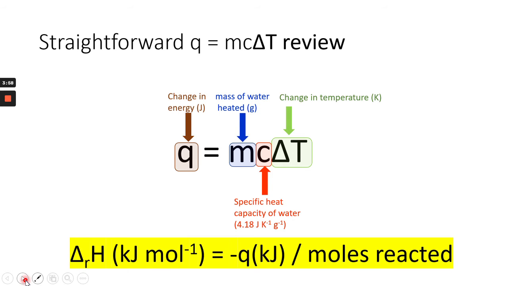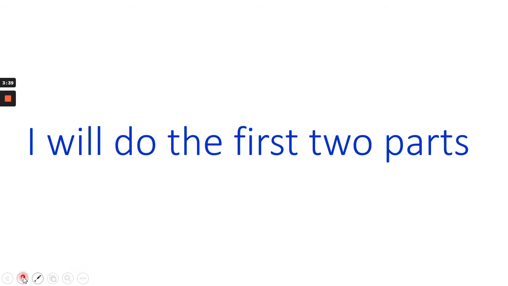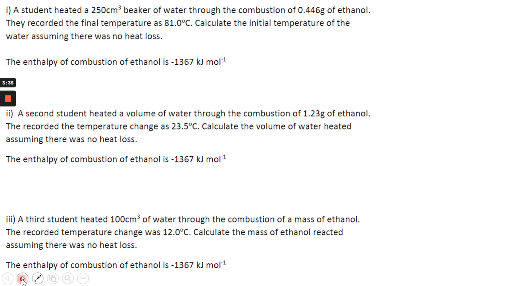And then finally, you need to take your Q value and divide it by the moles of substance reacted, whether the reaction is a neutralization, or just a straightforward reaction between two things, or a combustion. It doesn't really matter. The important thing is that moles reacted needs to be worked out using mass over Mr normally. So let's have a look at our examples. I'll do the first two parts, and like I said, you can have a think about the third. So let's begin with the top one.